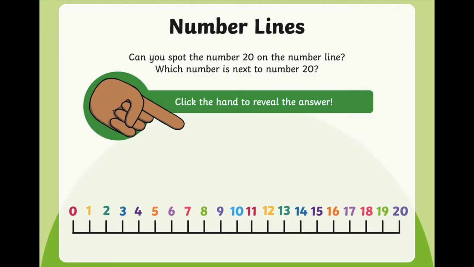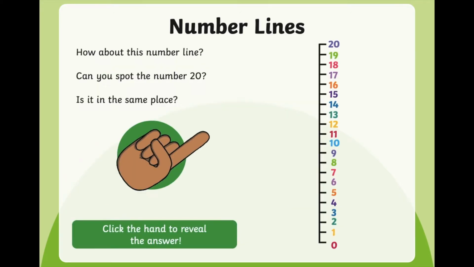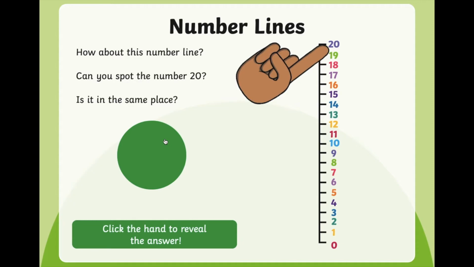Okay, I wonder, can you find the number 20? And what two numbers are beside it? And this is a tricky question because you can't actually see one of the numbers that would be beside it. So put your hand up if you can figure it out. Okay, there's the number 20 right at the very end. And wow, look at it here. It is at the very top, isn't it? It's the last number on this number line.